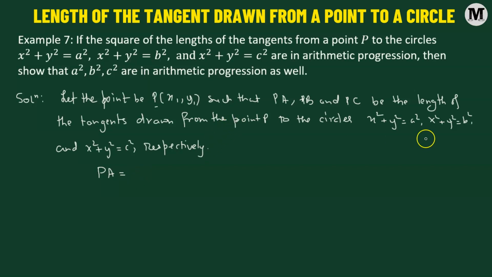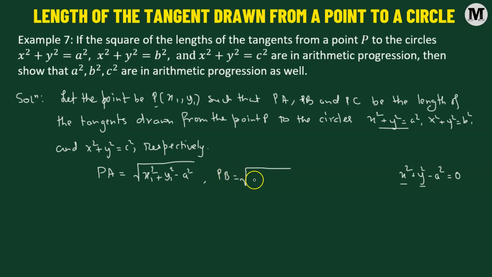Now, we can easily define the length of the tangent PA. All we have to do is rewrite the equation x squared plus y squared equals a squared as x squared plus y squared minus a squared equals 0, and we'll replace the value of x with x1 and the value of y with y1 to get the square root of x1 squared plus y1 squared minus a squared. Similarly, the length of PB will be equal to the square root of x1 squared plus y1 squared minus b squared, and then PC will be the square root of x1 squared plus y1 squared minus c squared.